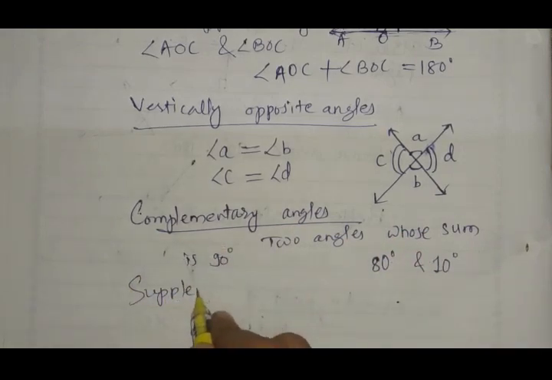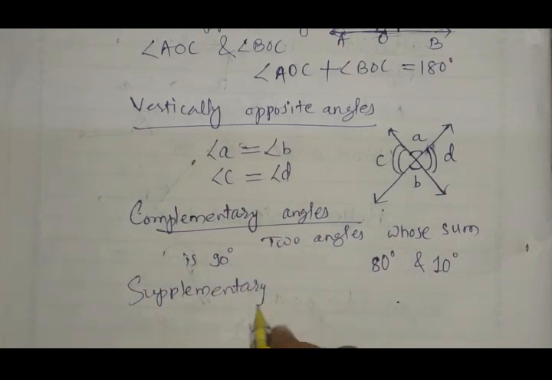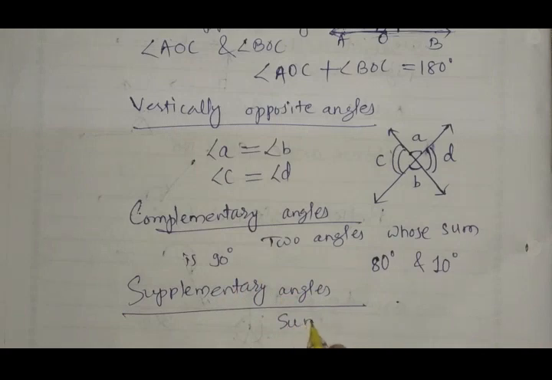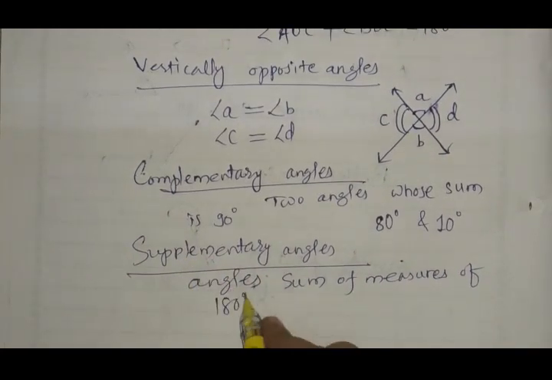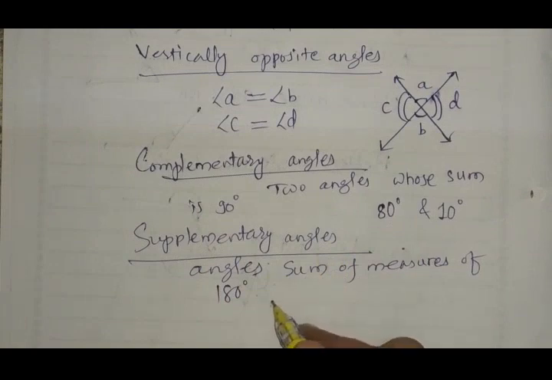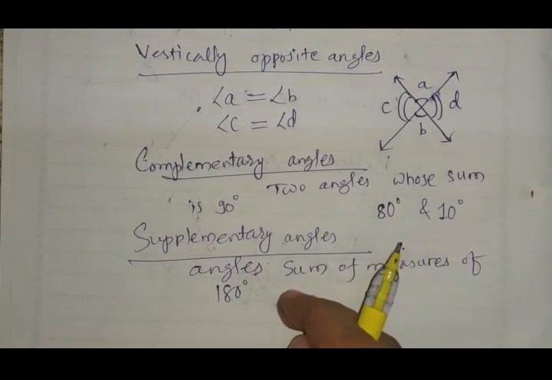We are having supplementary angles also. So supplementary angles are those angles whose sum of measure is 180 degrees. Angles with a sum of measure of 180 degrees, we call them supplementary angles. And each angle is going to be the supplement of the other.